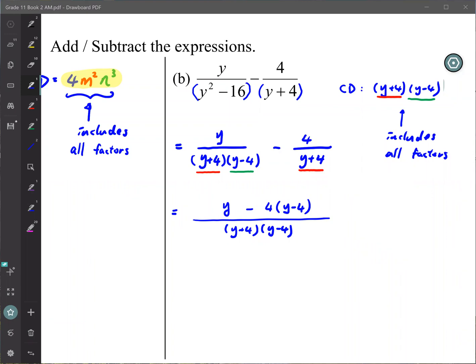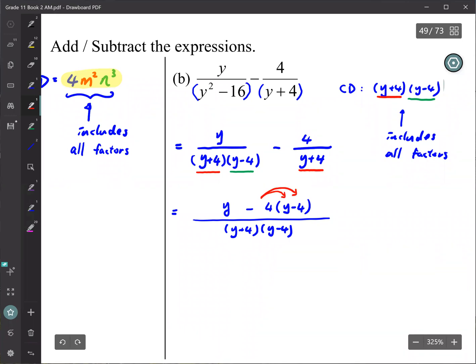I'm keeping it in brackets right now so that I don't forget. It's the negative 4 that needs to be expanded. You see the same idea throughout. The denominator is still kept in brackets. Do not expand the denominator. You can write that down: don't expand the denominator.